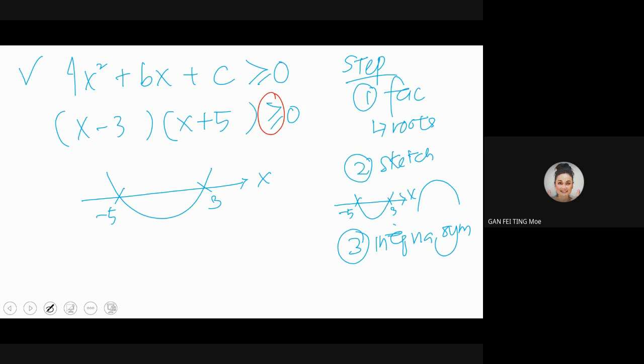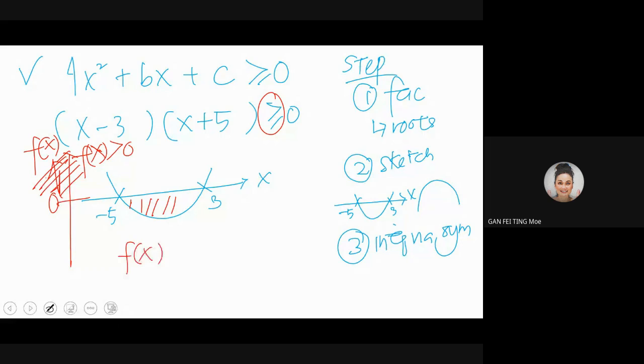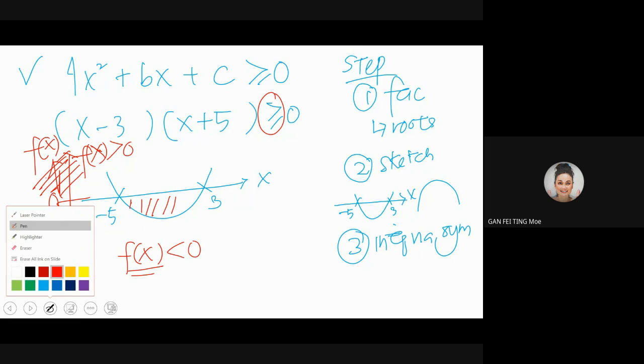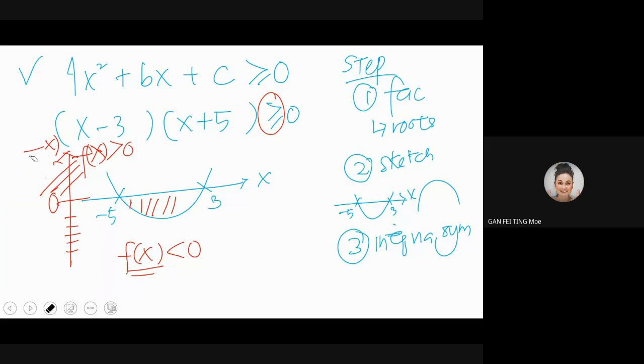This symbol says greater than, so this is your fx. This is 0. Up here, at this region, is fx greater than 0. This region is fx less than 0, because the values of fx here are all negative. So for this case, the region requested is positive, greater than. When it's greater than, you should know that it should be on top here.